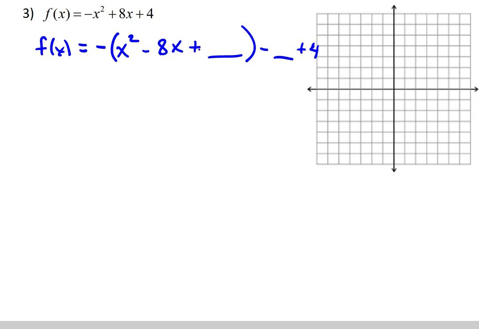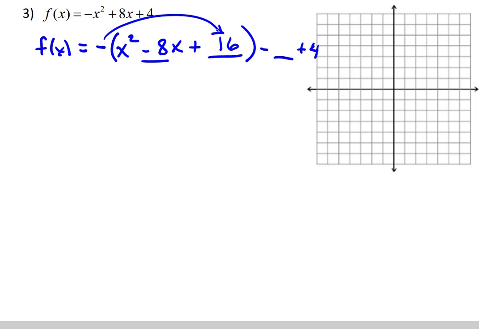We have to add b over 2 squared inside to complete this square. Well, b is negative 8. That over 2 would be negative 4. Squared would be 16. So I'm going to put a 16 being added in with the trinomial to complete the square. But now remember, this negative sign that we factored out would be distributed to everything inside the parentheses, even that number we just added in, the 16. Which means we really added negative 16 overall to this function.